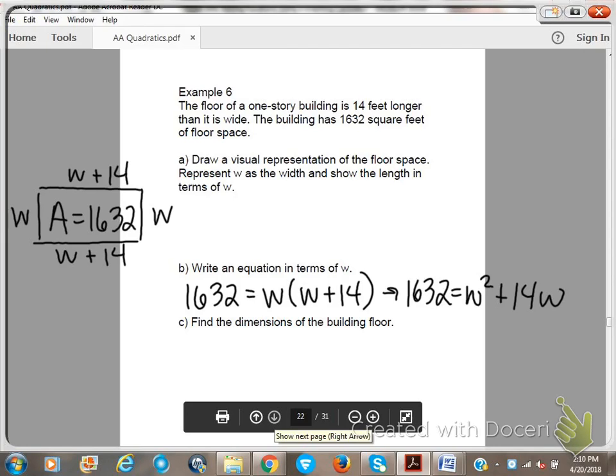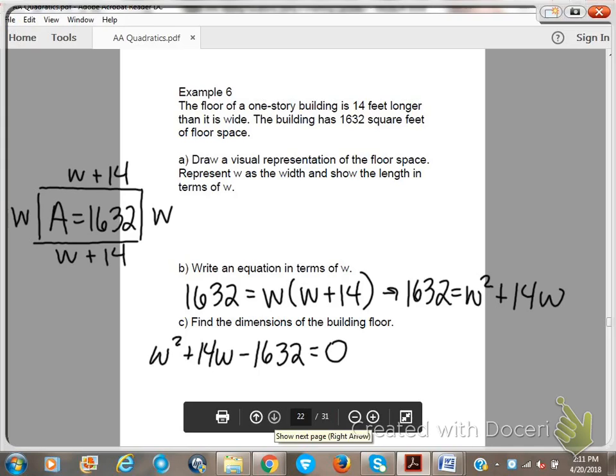All right, now find the dimensions of the building floor. Set it equal to 0. So W squared plus 14W minus 1,632 equals 0. My chart does not go up that high. Try factoring. Figure out what multiplies to 1632 and adds to 14. I believe so, you can find that in there.